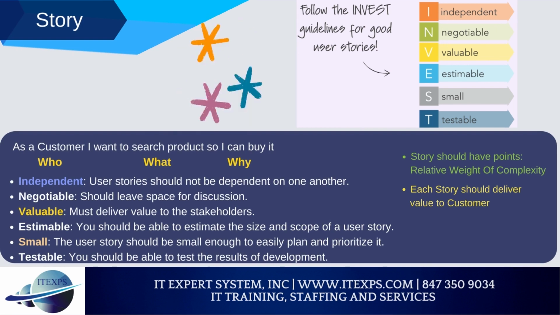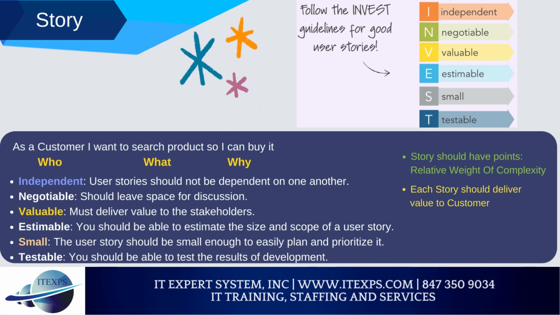Story. As a customer, I want to search product so I can buy it. Who? What? Why? Independent: user stories should not be dependent on one another. Negotiable: should leave space for discussion. Valuable: must deliver value to the stakeholders. Estimable: you should be able to estimate the size and scope of a user story. Small: the user story should be small enough to easily plan and prioritize it. Testable: you should be able to test the results of development.